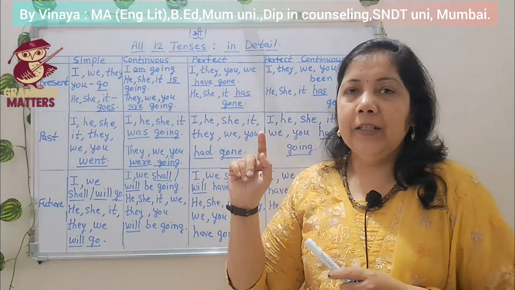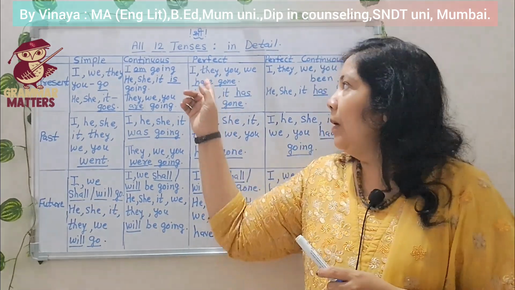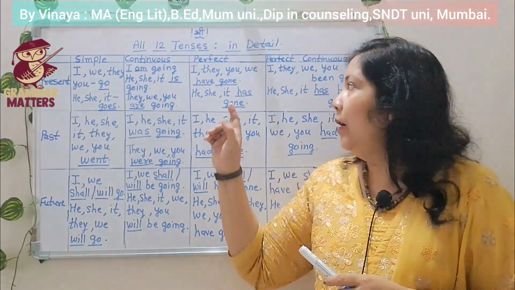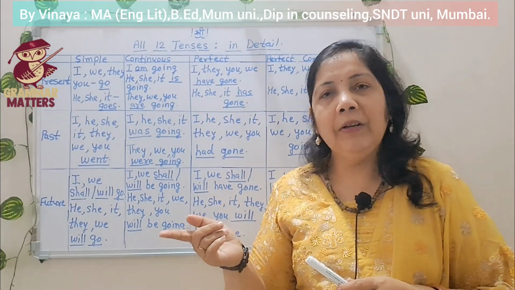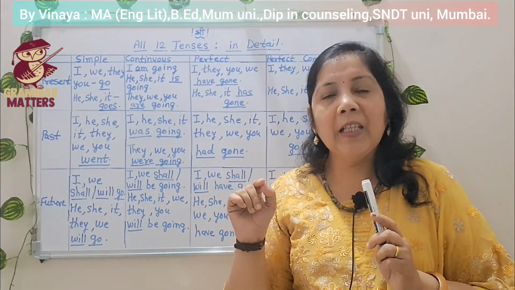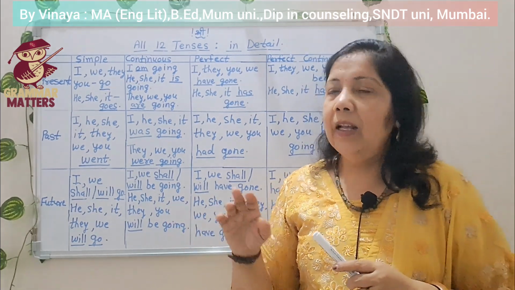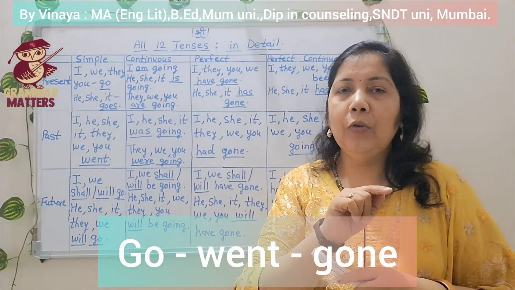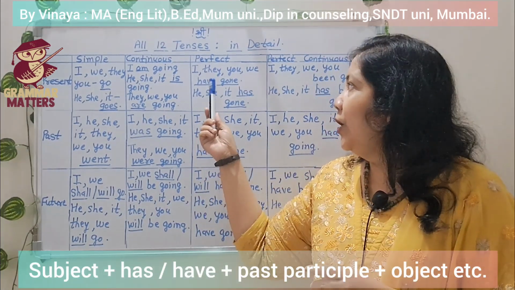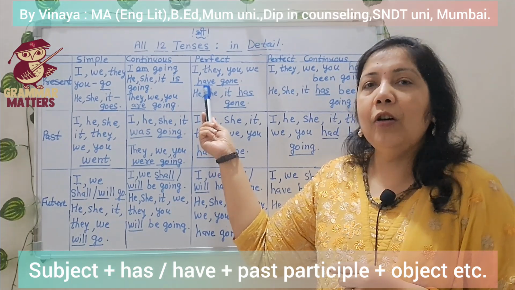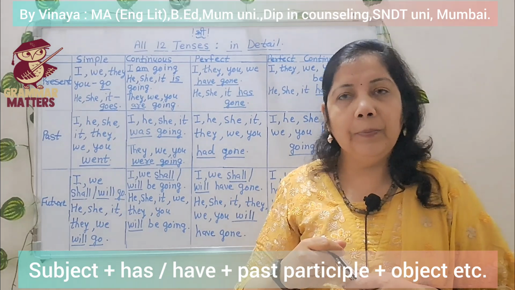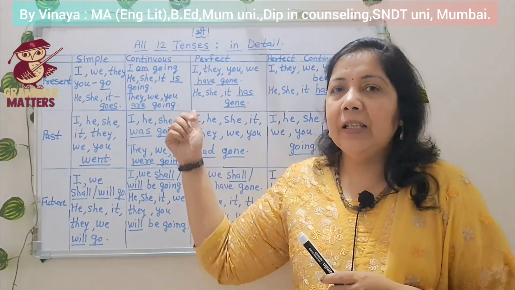For he, she and it, we have to take has. For the remaining four pronouns, we have to take have. Only that's the difference. Gone is the third form of the verb called past participle, in short written as PP in grammar books. So, gone is the third form. Go, went, gone. And the structure is subject plus has or have plus the third form, that is PP, past participle of the verb, plus object, etc. That's the structure.